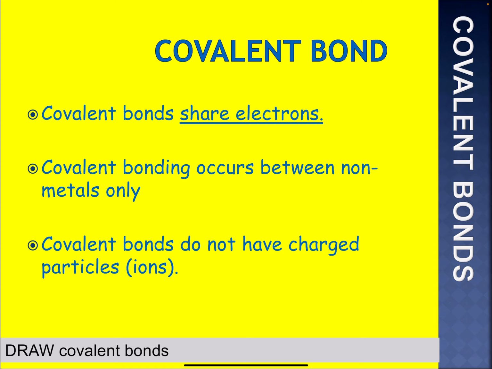So non-metals only, 2 oxygen atoms to make O2. A bond between hydrogen and a chlorine atom makes hydrogen chloride or hydrochloric acid. A bond between 2 hydrogen atoms and 1 oxygen atom makes water, and so on. I suppose carbon dioxide: carbon is a non-metal, 2 oxygen non-metals to make carbon dioxide. So these are all covalent bonded substances. Covalent bonds do not have charged particles, so there's no ions present in a covalent bonded substance. If we move on.